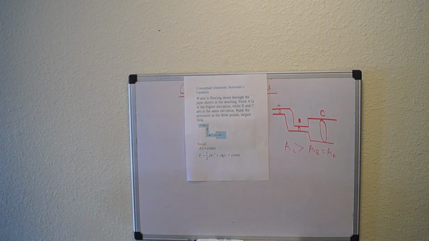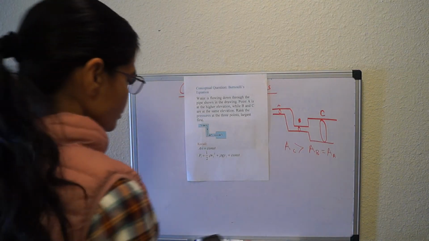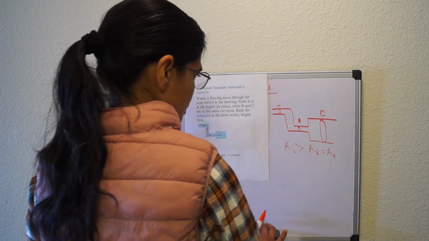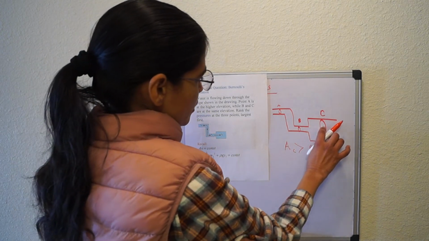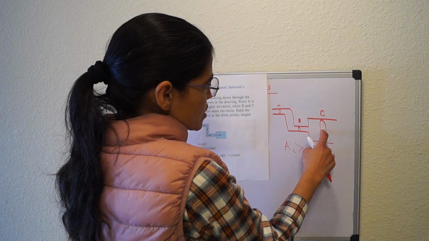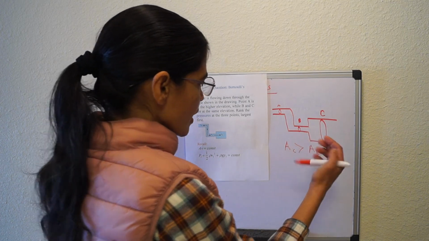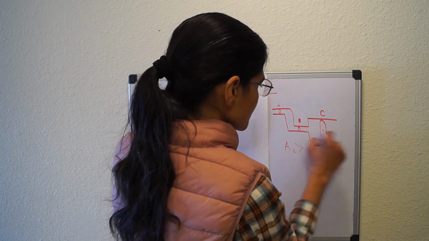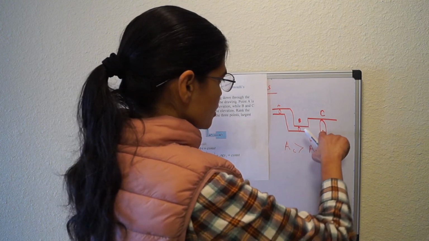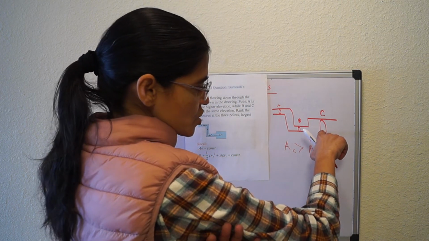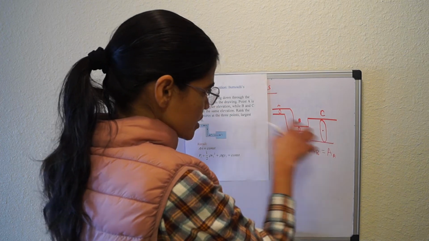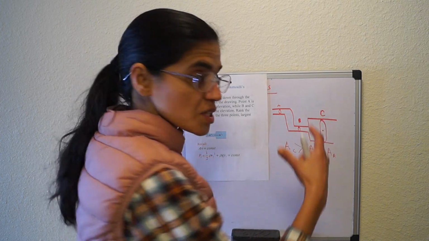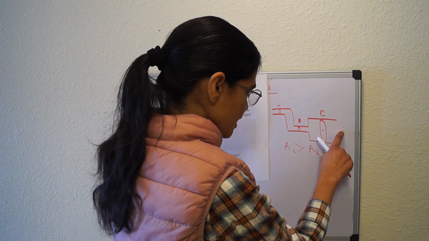So look at the pressure here, okay? Because the speed is so small, and this point is at the same height, the pressure here must be the greatest, right?